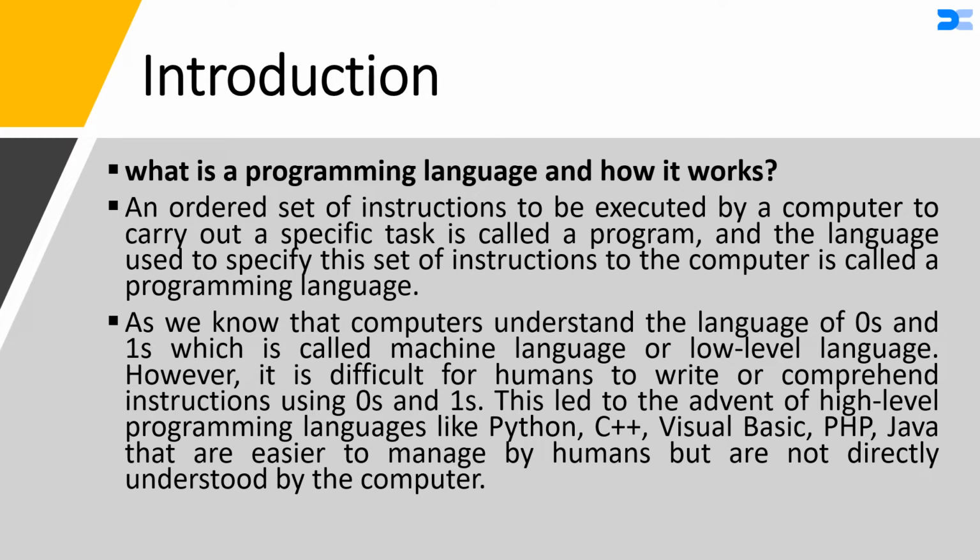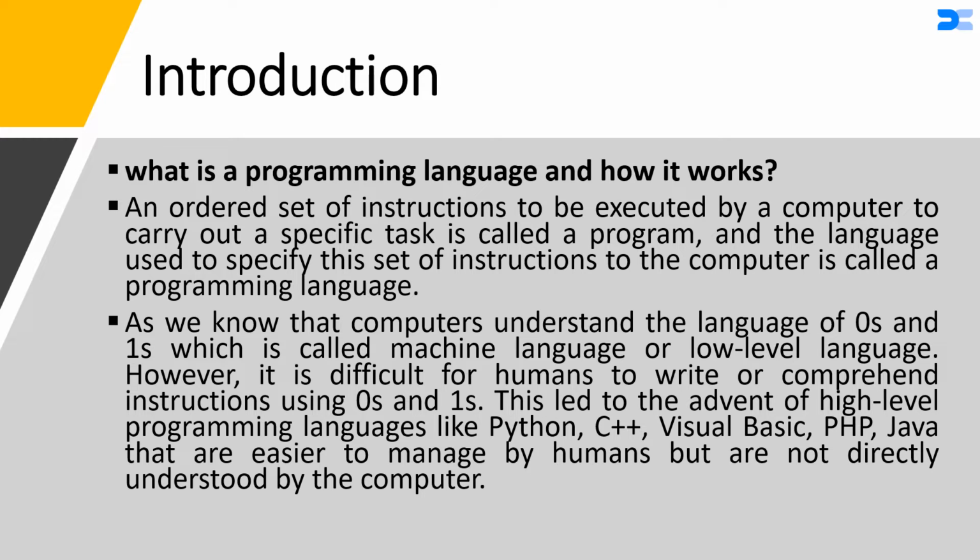An ordered set of instructions to be executed by a computer to carry out a specific task is called a program, and the language used to specify this set of instructions to the computer is called a programming language. As we know, computers understand the language of zeros and ones, which is called machine language or low-level language. However, it is difficult for humans to write or comprehend instructions using zeros and ones.